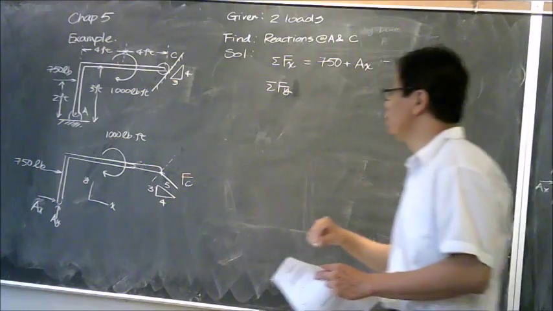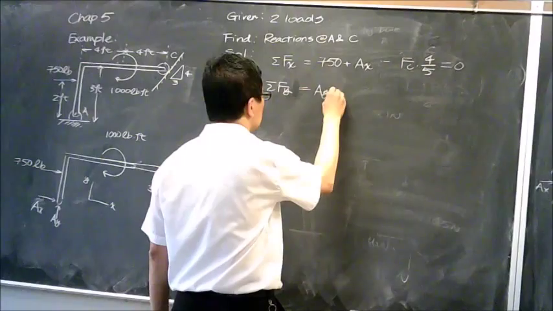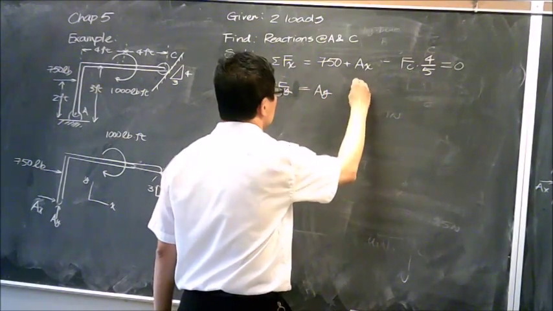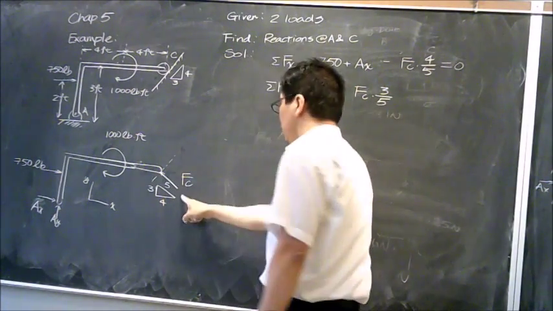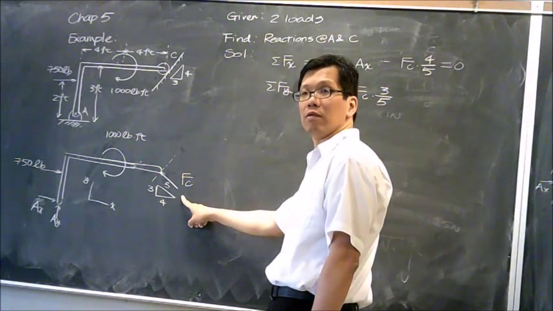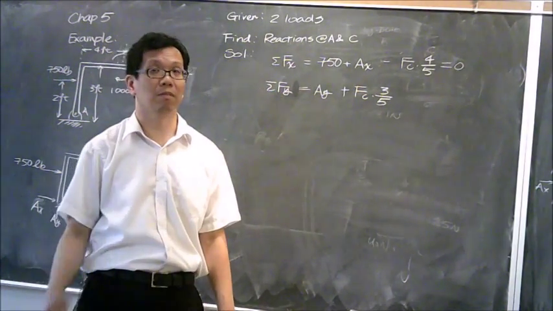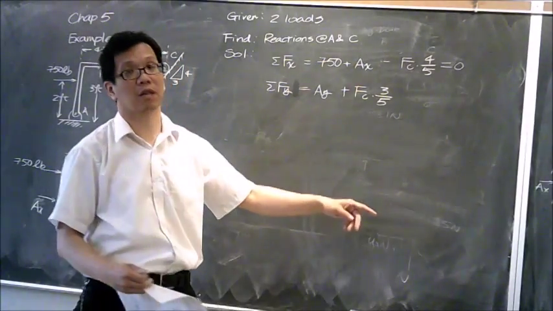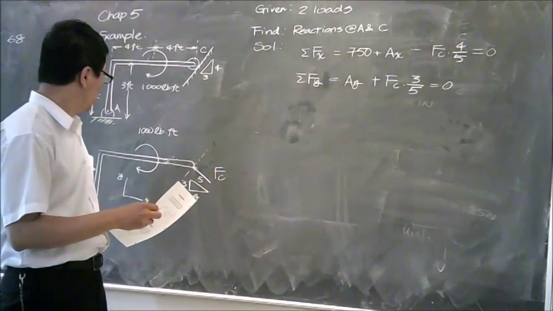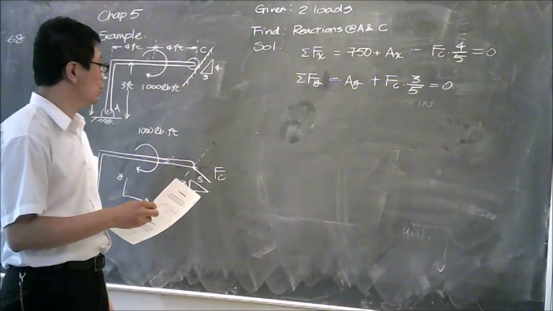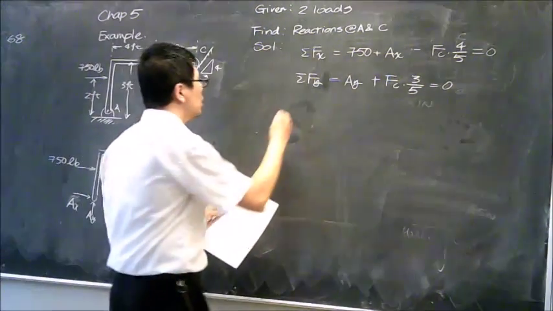Okay. So vertically, we have Ay. We have FC multiplied by 3 over 5. In this case, is that positive or negative? Positive. Sometimes you might think this should be negative because both of them are negative, and the configuration are those two equations. Now, the other equation that we would need to come up with is the moment equation.